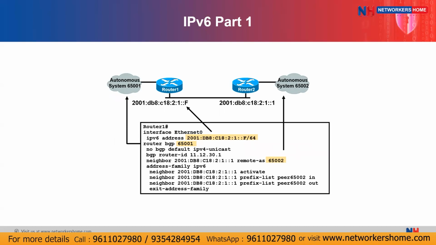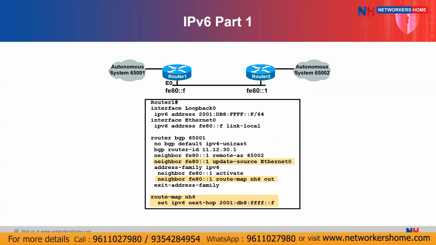So look here, you can see that router BGP is 65001, no bgp default ipv4-unicast, because we want to use IP version 6. Then router ID, neighbor, on the global mode we have given the neighbor. Then under address family mode, the first command is neighbor, who my neighbor router is, activate command, and then what prefixes information you want to use. And then exit address family. In and out, if you want to apply any type of policies, then whatever in and out we want to use. But activation is required.